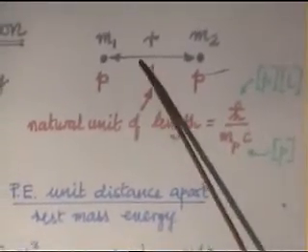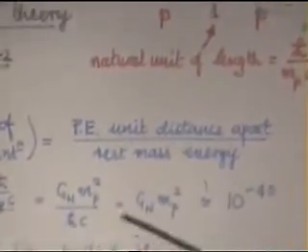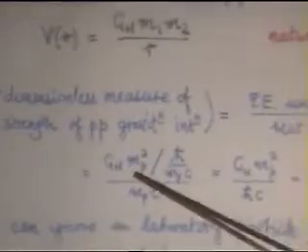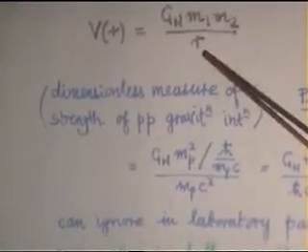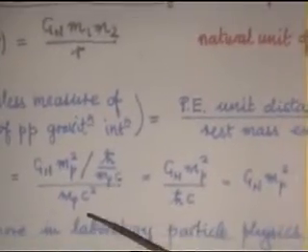So we can measure this gravitational interaction in terms of the rest mass energy of the particle. So here's the gravitational interaction, G m squared for the two protons, at the natural unit of length, which is h bar over mc, over the rest mass.